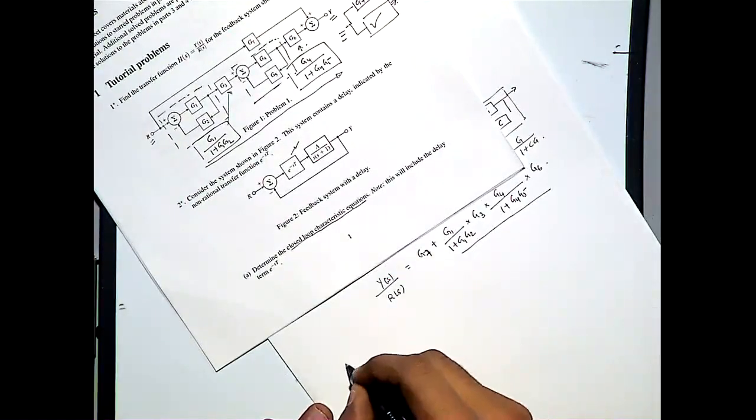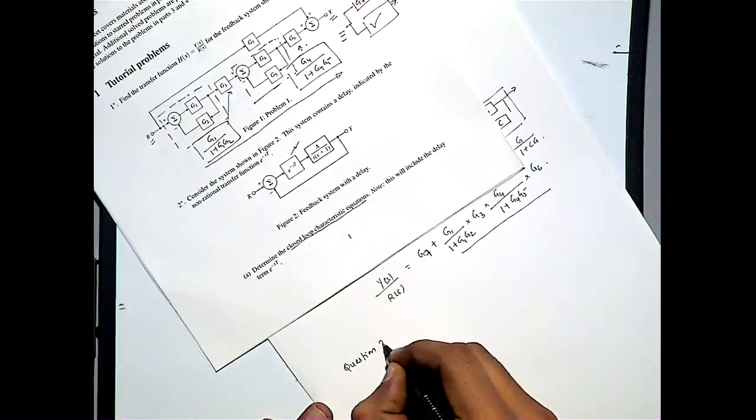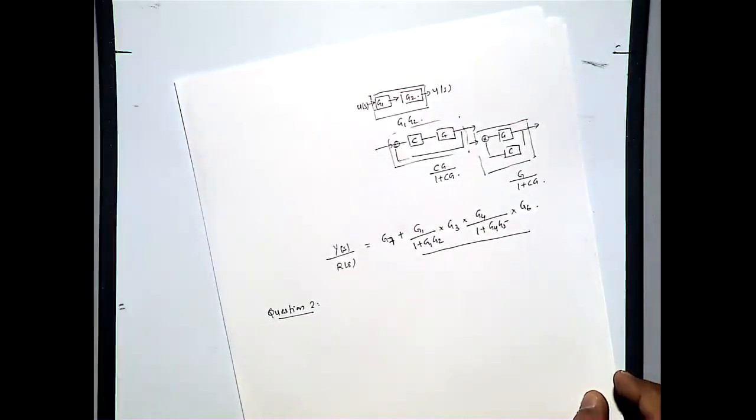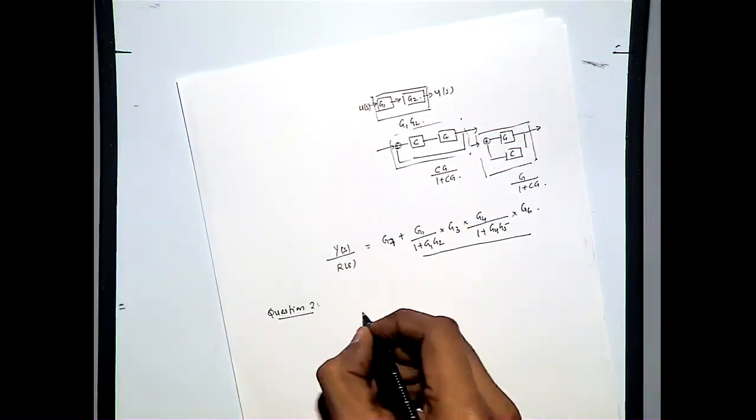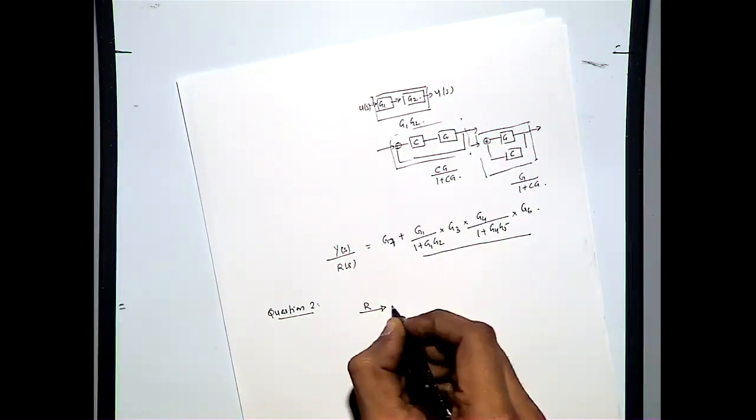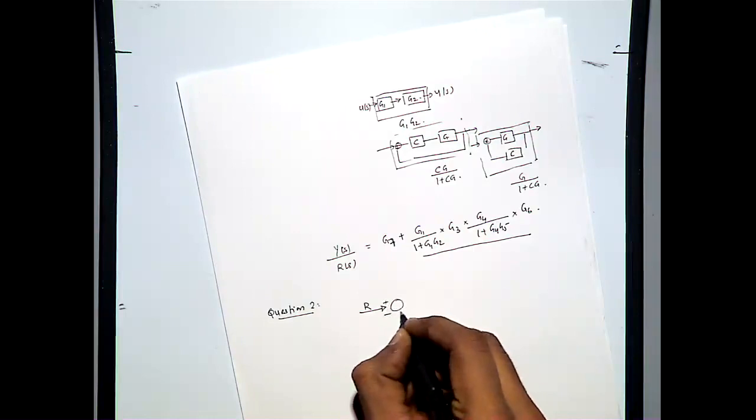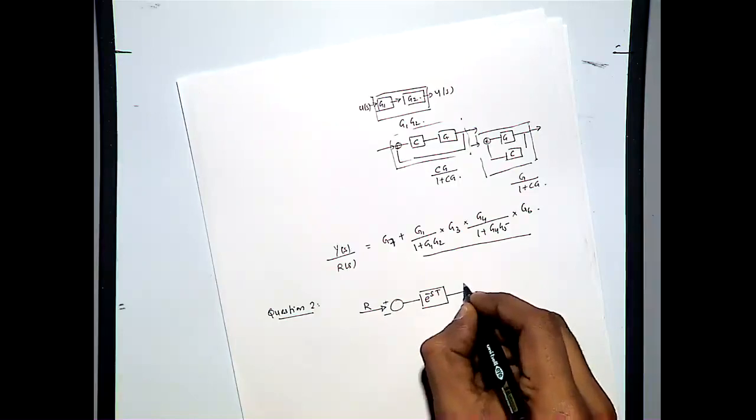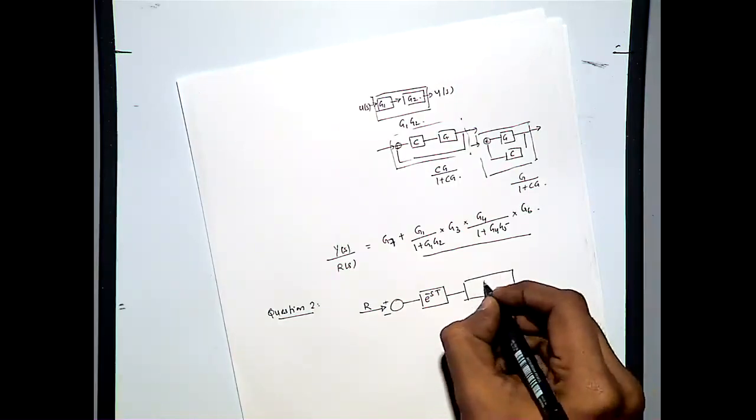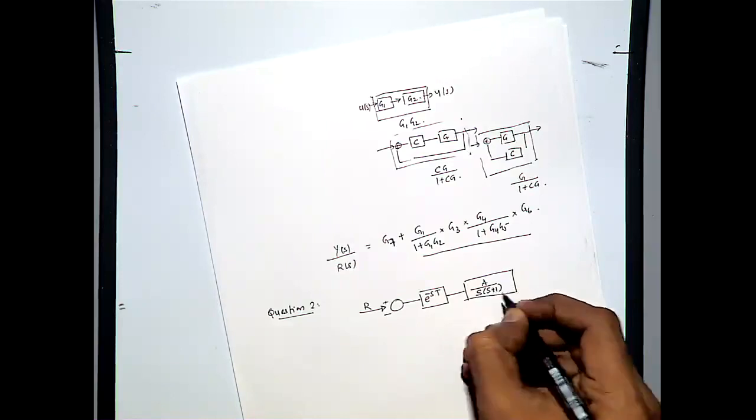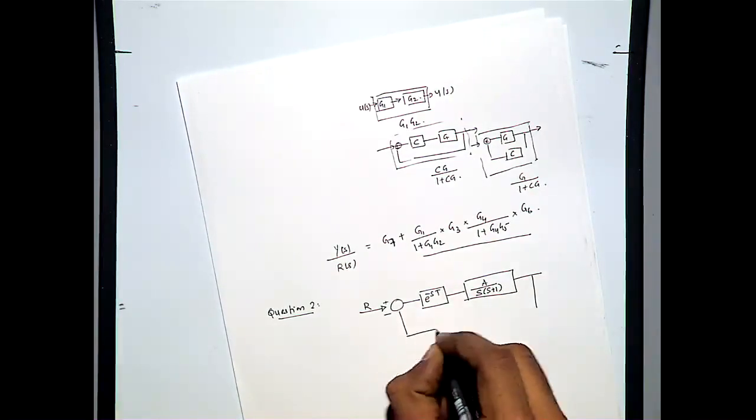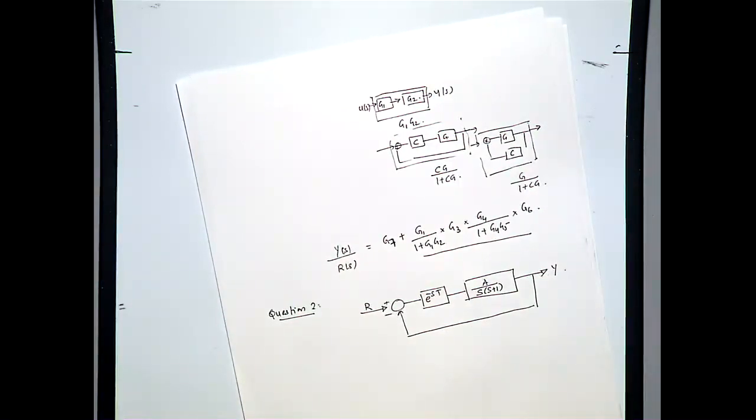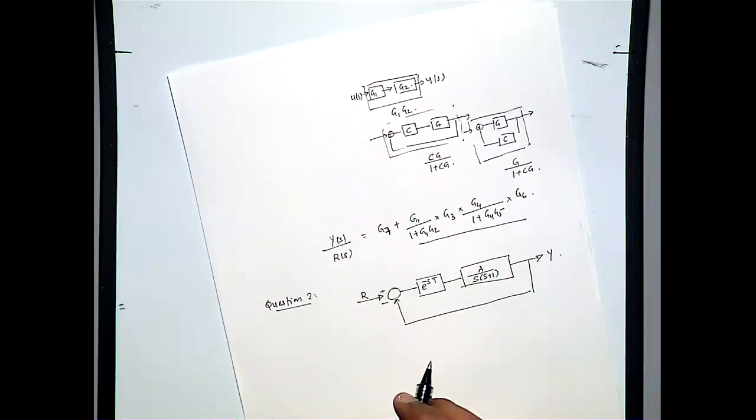Right? So for question 2, I have a reference signal R, a summation block, a delay term e raised to minus sT, a plant model A divided by s times (s plus 1), and a unity feedback and the output Y. What is the closed loop transfer function of this model?